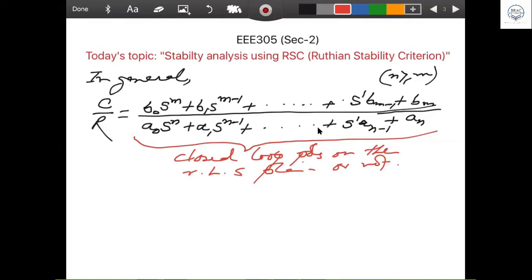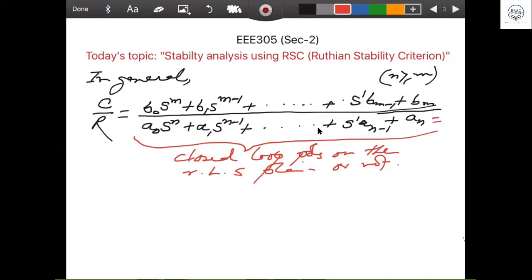But if it's in polynomial form without factorizing, we can easily find whether any pole is located on the right half S plane or not, according to Mr. Routh's criterion. Using that criterion, we are now going to see whether any poles are on the right half S plane or not. Let's go with the pole, and this is actually equal to 0.